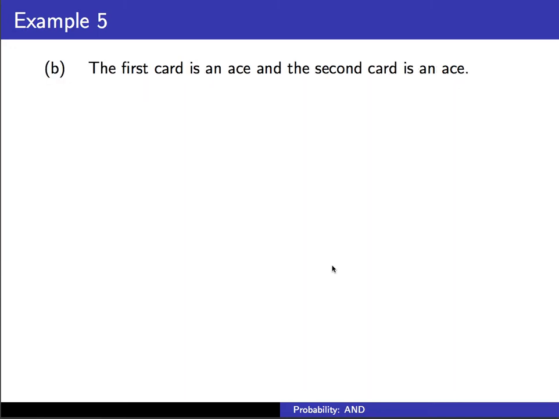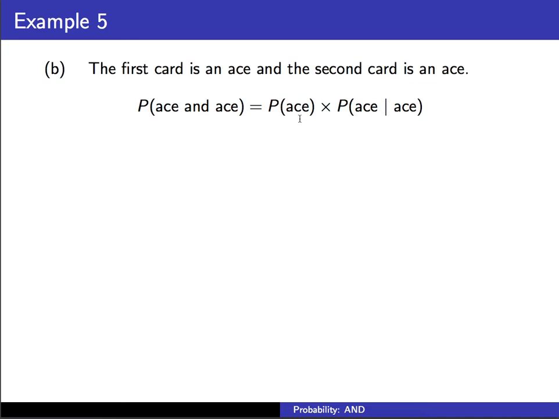All right, part B, we have the first card is an ace, and then the second card is an ace. So we're dealt 2 aces. So the probability that the first card is an ace times the probability that the second card is an ace, given that our first card was an ace. For our first event, we have a 4 out of 52 chance again. And now when calculating the second event, there's one less ace in the deck since we were dealt one already. So now we only have 3 aces left. And because we didn't put that first card back, we have 51 cards in the deck, not 52.